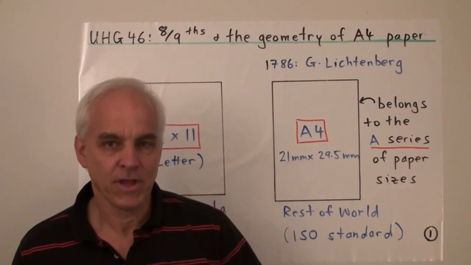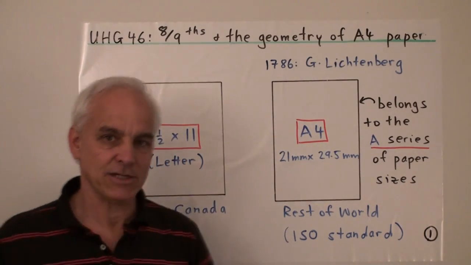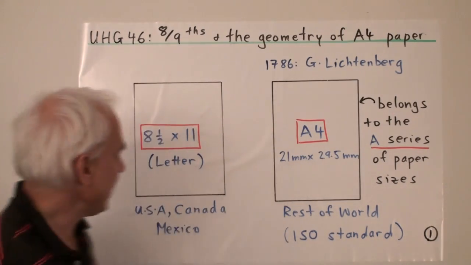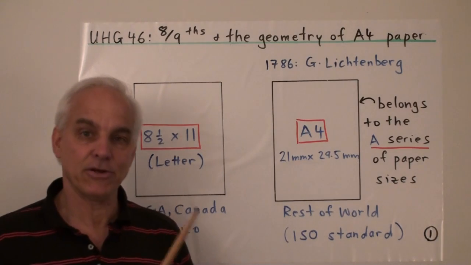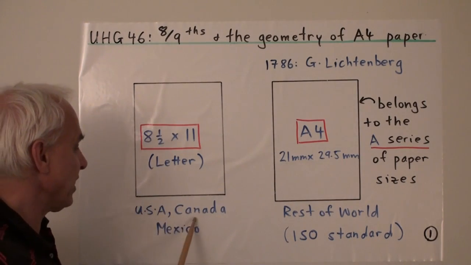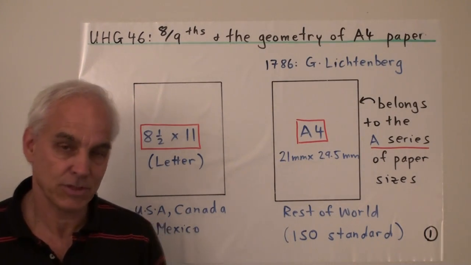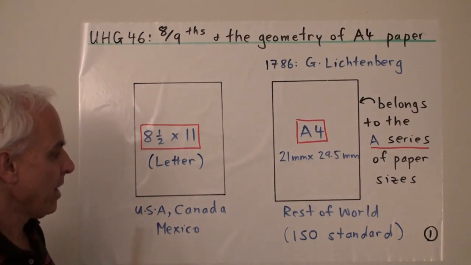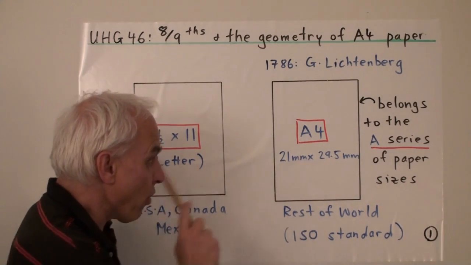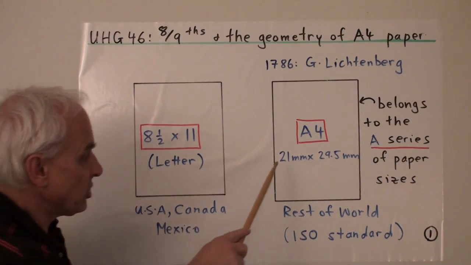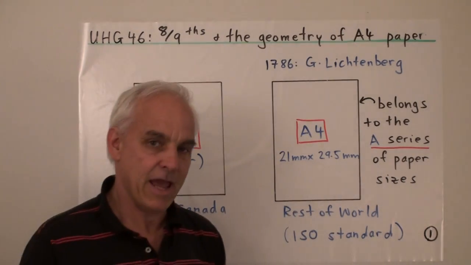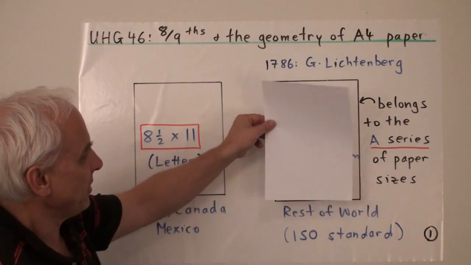A4 paper. So let me talk a little bit about paper sizes. There are basically two types of paper sizes in the modern world. There is the 8.5 by 11 letter paper, which is commonly used in the US, in Canada, and in Mexico. That's what I grew up with. The rest of the world uses the A series, in particular the A4 paper, which is exactly this size. So these are actual sizes, and I have an A4 paper here, so there it is right there.